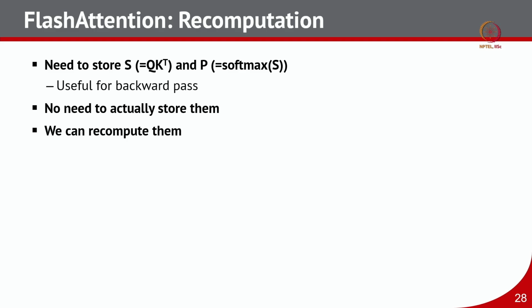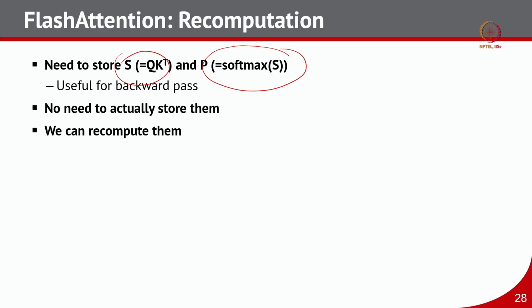Another proposal in FlashAttention is recomputation. So, remember whenever we are performing training, there is a forward pass and then there is a backward pass, right. Now, during the forward pass, we are computing this S, which is QK transpose, and then P is softmax of S, right. So, typically we need to store them, as that is useful for the backward pass, right. But then they say that we should not actually store them.